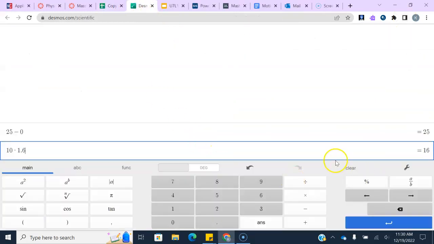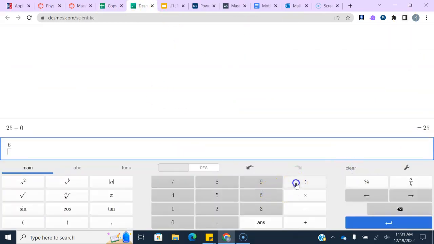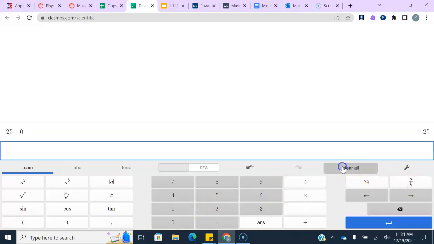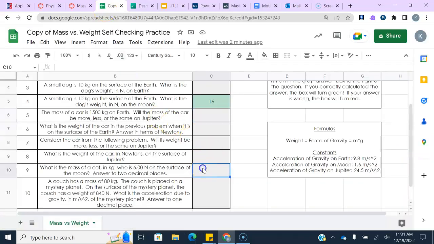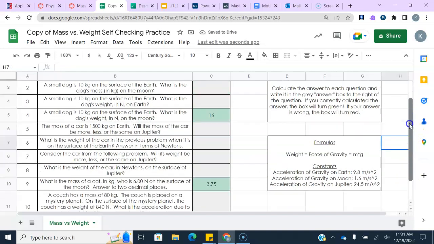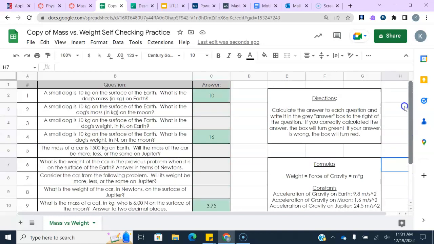6 divided by 1.6 is equal to 3.75. And that is correct, so it's green. So those are 3 problems done for you, which means you only have to do 7. It's not a ton, and you know it's right because it'll pop up green.